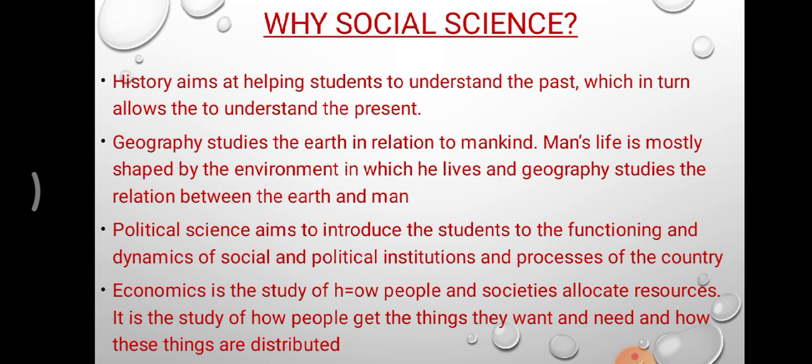Third, political science aims to introduce the students to the functioning and dynamics of social and political institutions and processes of the country. Fourth, economics is the study of how people and societies use resources. It is the study of how people get the things they want and need, and how these things are distributed.